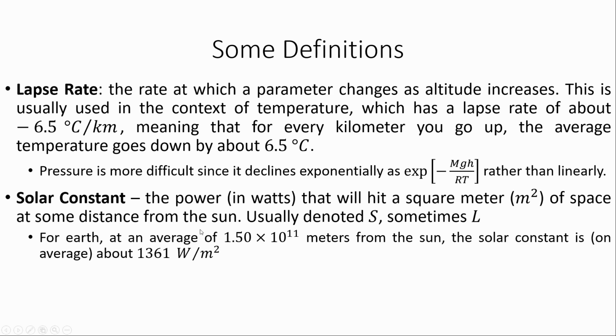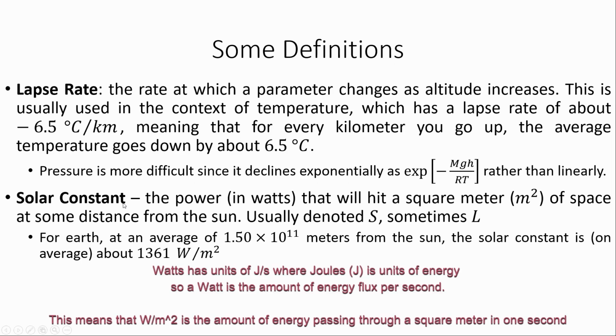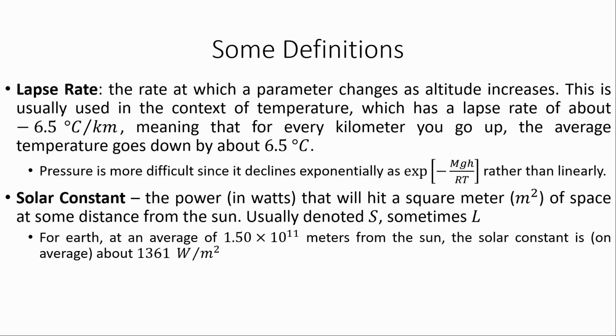Then the next definition is what's called the solar constant. This is the power in watts that will hit a square meter of space at some distance from the sun. This is usually denoted as S for solar, sometimes L for luminosity. The book that I was using for this used L, so that tends to be what I use, even though S tends to be the more standard version of it.